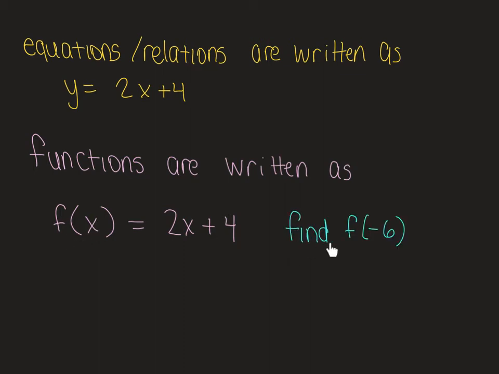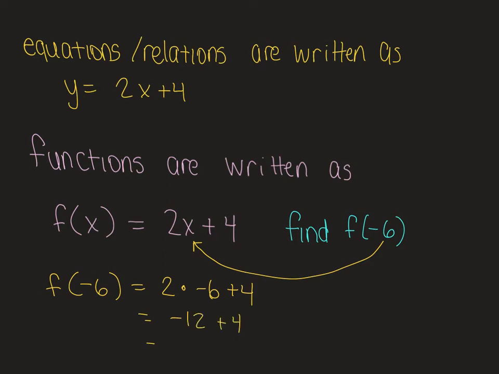You might have directions that say find, and then they'll put the letter f with parentheses and a number. It could be positive or negative. So how do you read this? f of x is equal to 2x plus 4. Find f of negative 6. It just means sub out, take a negative 6 and sub it in for x. So f of negative 6 is equal to 2 times negative 6 plus 4, which is equal to negative 12 plus 4, which is equal to negative 8. So f of negative 6 is equal to negative 8.